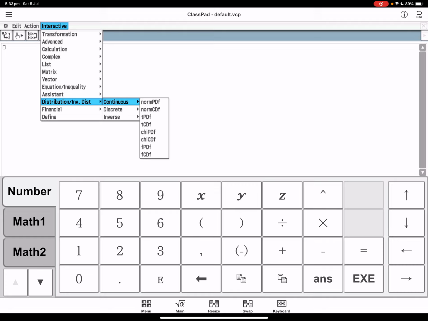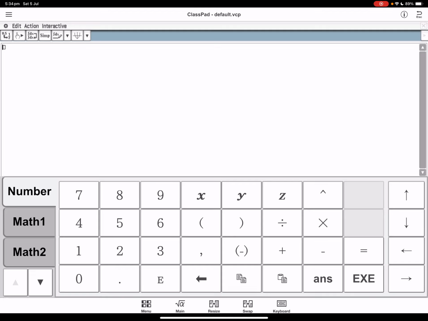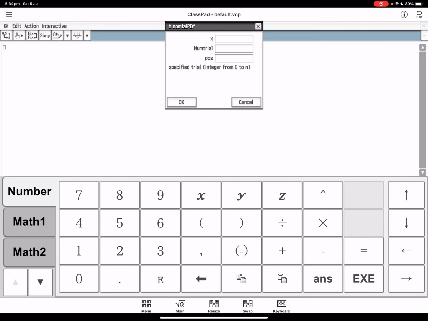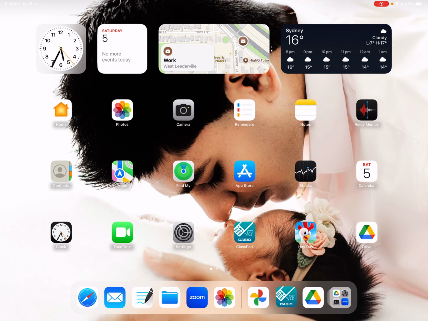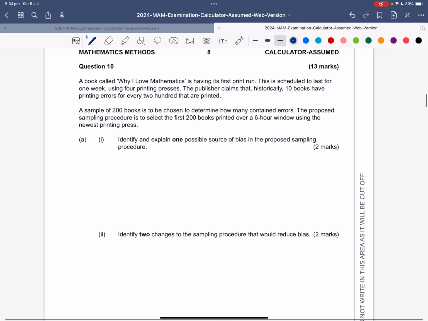Distribution, continuous, norm, PDF. We want 17. We know that the standard deviation was, whoops, why am I in norm? It's distribution, discrete, binomial PDF, that's what I meant. We know we want 17 trials, number of trials 20, and the probability of success is 0.9. 90% confidence intervals have a 0.9 probability of containing the true proportion. All right, that gives you 0.1901. Cool.